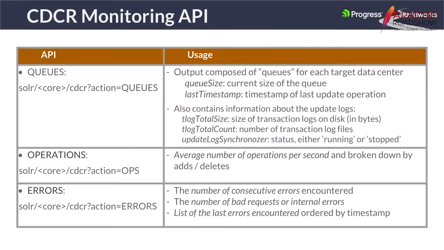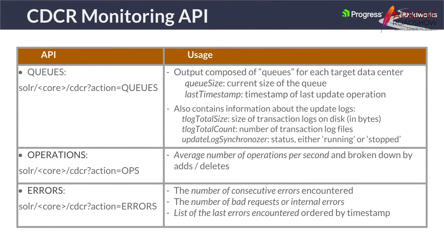We really did not discuss the role of the transaction log in this particular talk, and we have kept it abstract. Check out the documentation or the reference links at the end of the slides to understand them better. It also contains information about the update log synchronizer, whether it is running right now or has been stopped. Then we have the operations API, which provides information about the average number of operations being executed at a particular target per second. And those are broken down into average number of deletes and average number of adds.